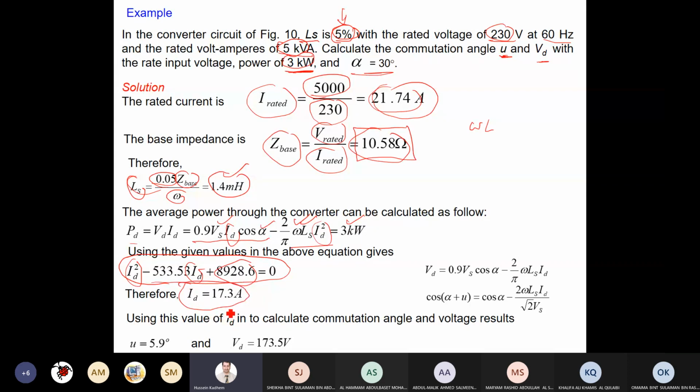Now, since I have ID, everything will be fine, because I have the formula for Vd and the formula for u. I can find Vd and I can find u, because you can see here everything is given in the question, and the remaining I just calculated. Vs I have, alpha I have, omega I have, LS I calculated, ID I calculated, so I can find the delivered voltage. The same thing for u. I have alpha here and here, omega, LS, ID, Vs, so you just need to do the math, substitute and simplify, and then you get the commutation angle. Don't expect the commutation angle to be long, usually it will be short. You see, it is 5.9 degrees, around 6 degrees.